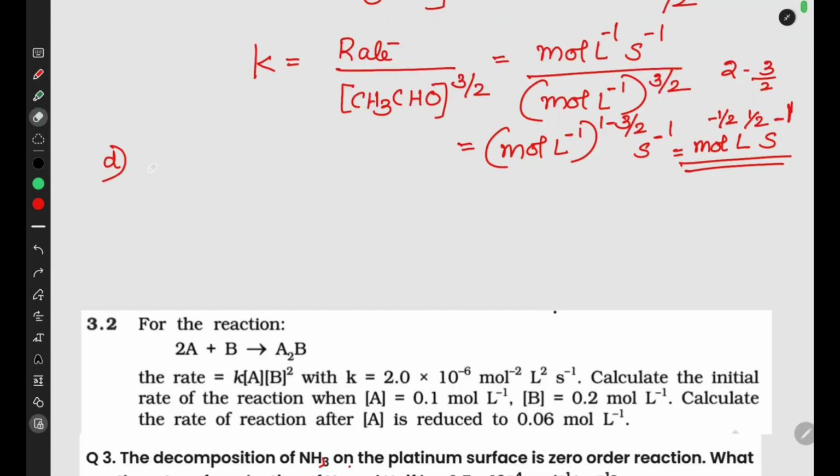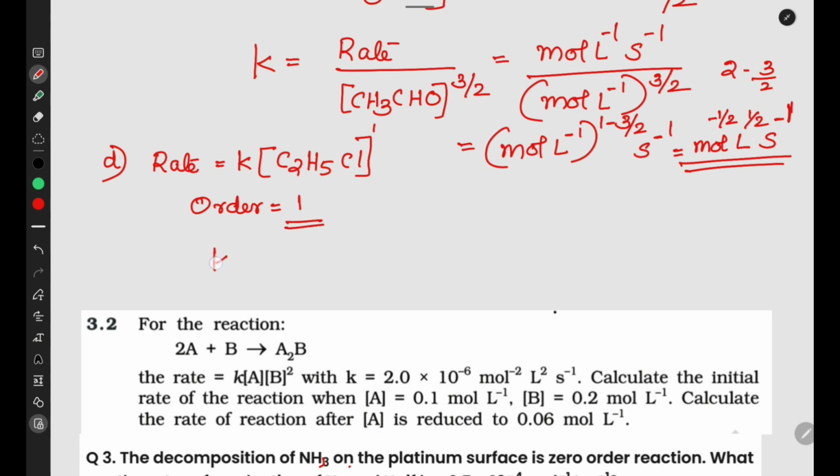Next, rate is equal to K into concentration of C2H5Cl. So order is equal to the sum of the powers, here only one term, so order is equal to 1.